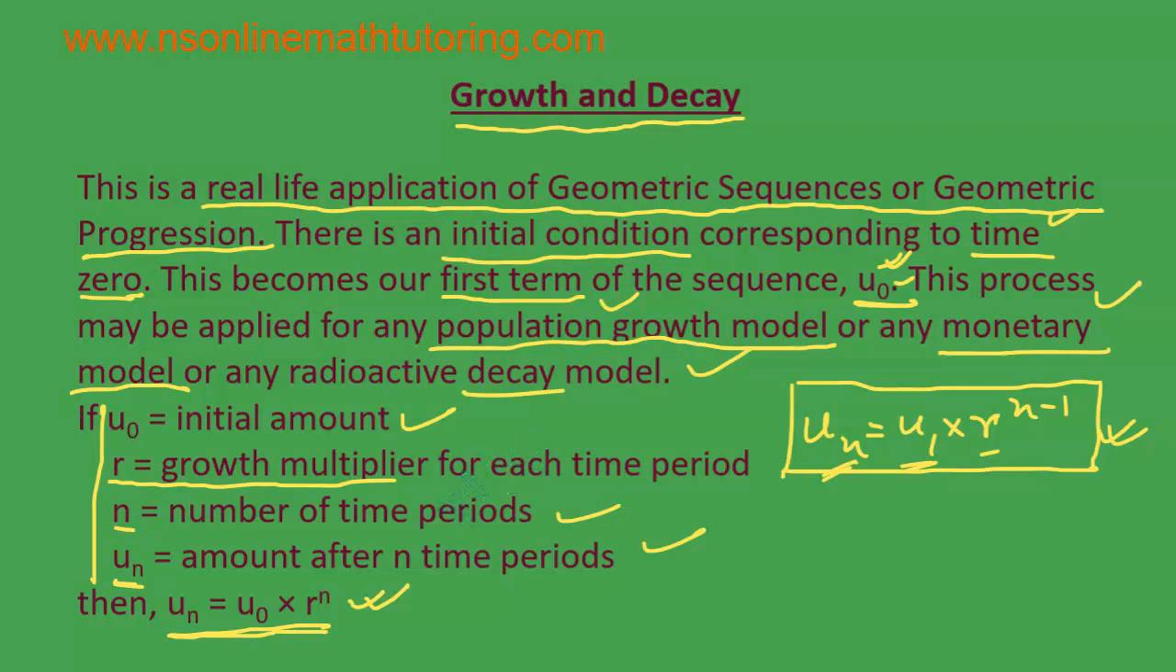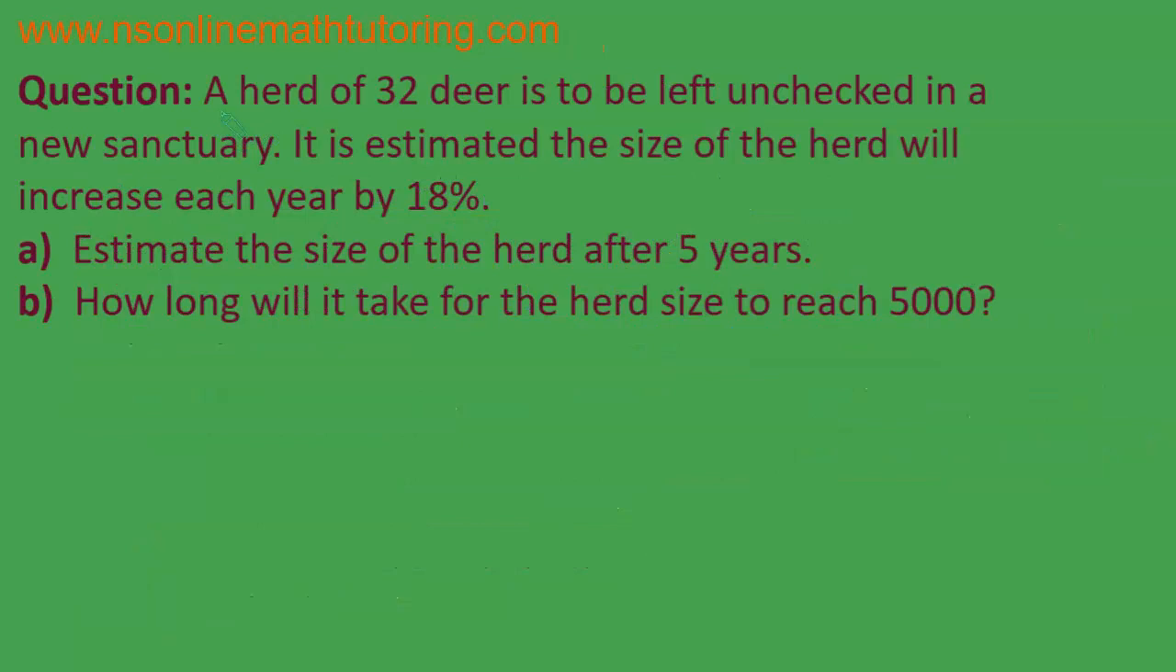Now that we know the formula, let us solve a few questions based on this growth and decay model. The first question says, a herd of 32 deer is to be left unchecked in a new sanctuary. It is estimated the size of the herd will increase each year by 18%. The first part asks us to estimate the size of the herd after 5 years. So let's start with our answer.